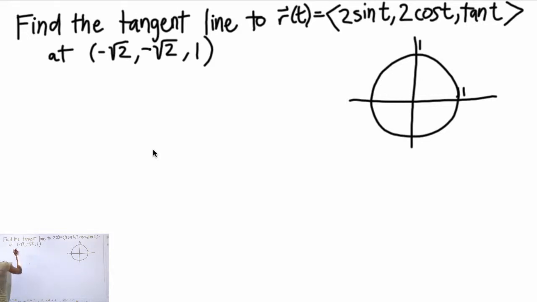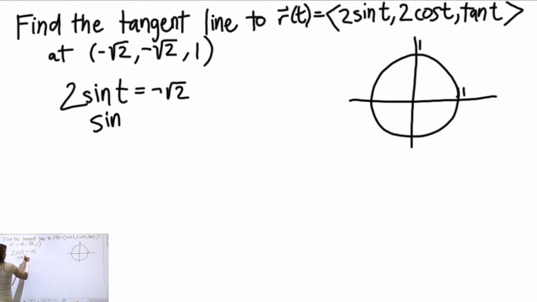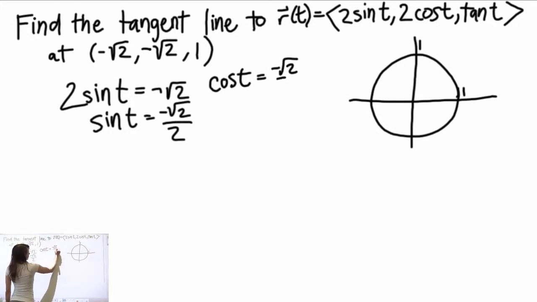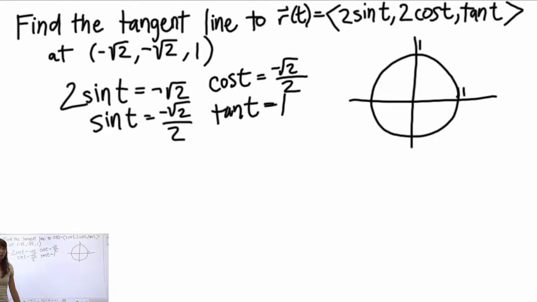So if we do it component-wise, we know that 2 sine of t is equal to negative root 2. So we know that sine of t at this point is negative root 2 over 2. Similarly, we know that the cosine is also negative root 2 over 2. And the tangent is 1. So where on the unit circle is this?